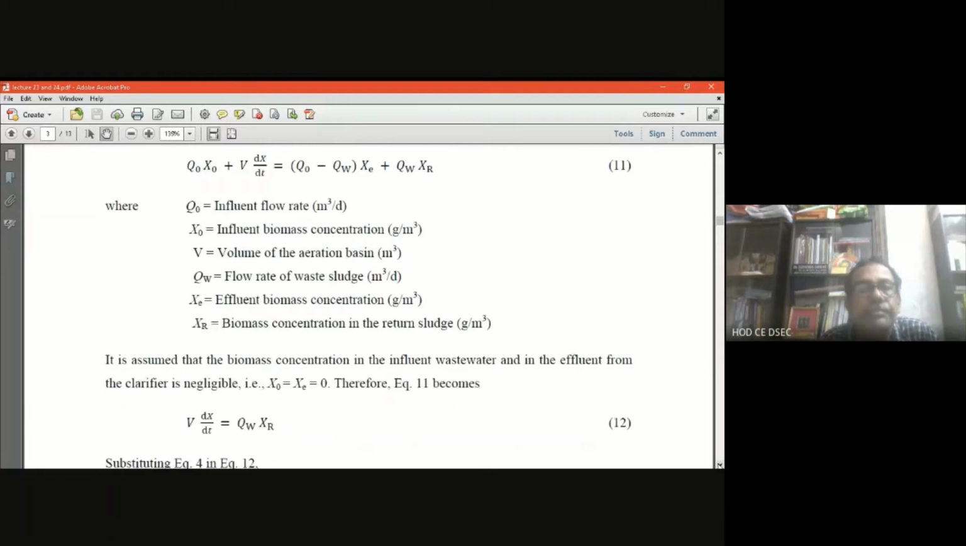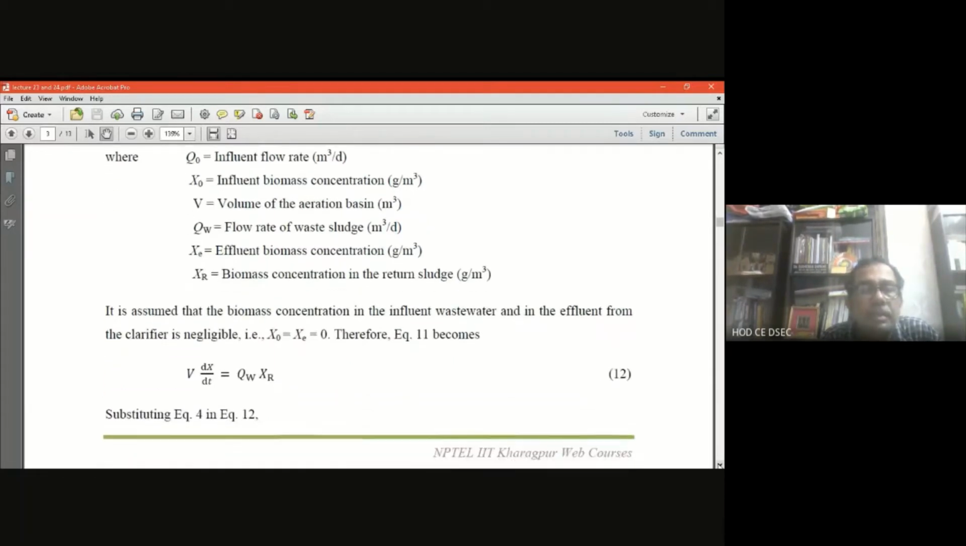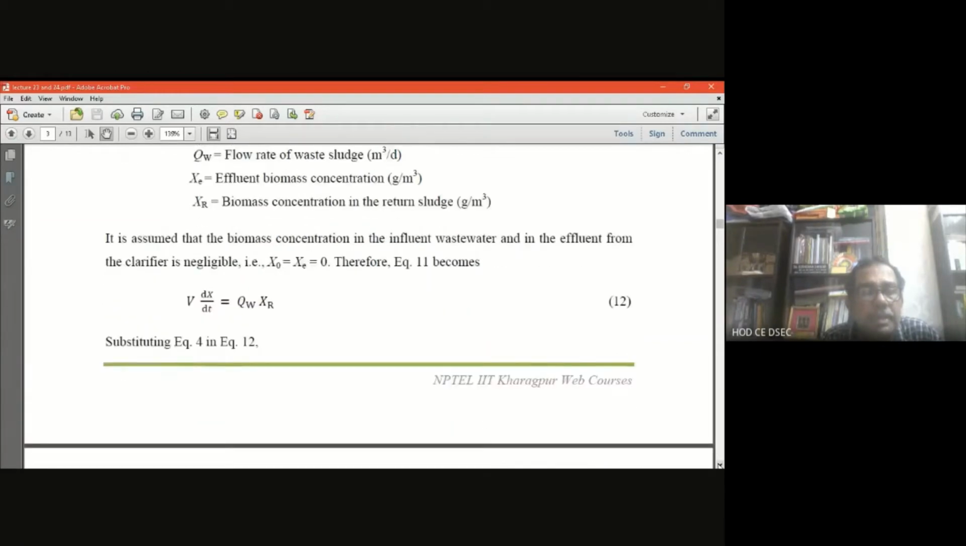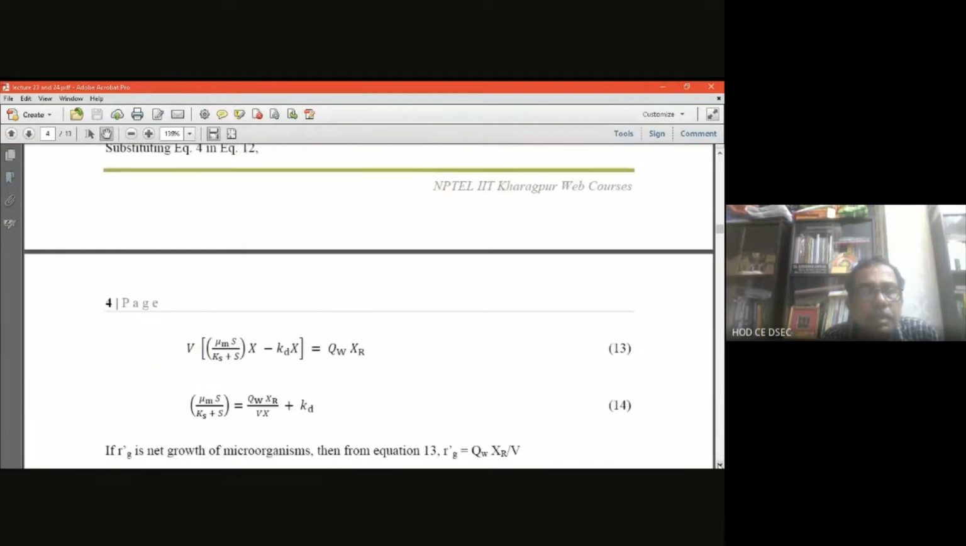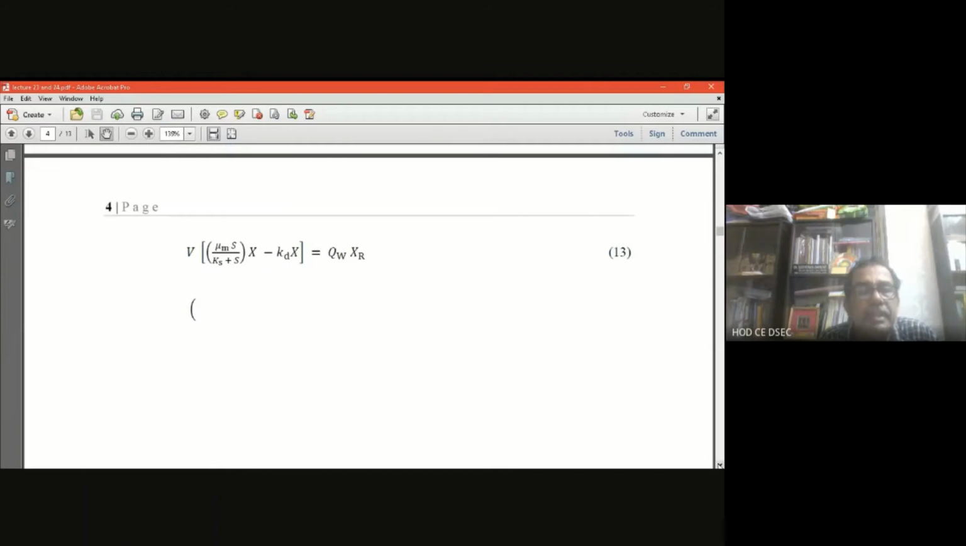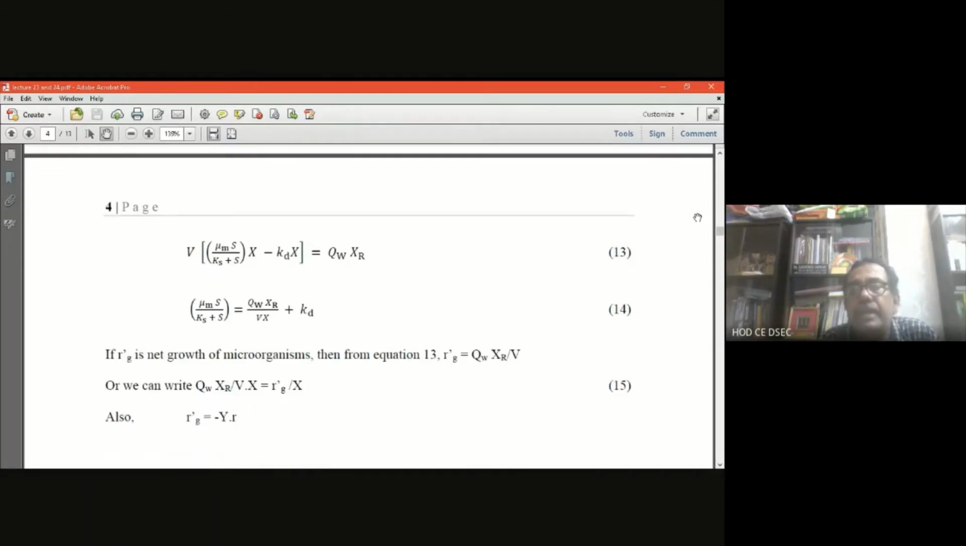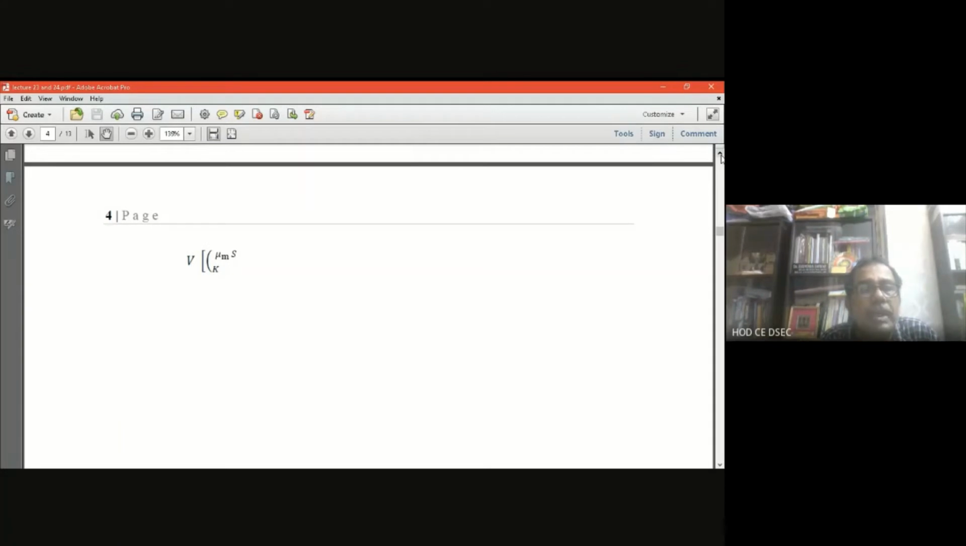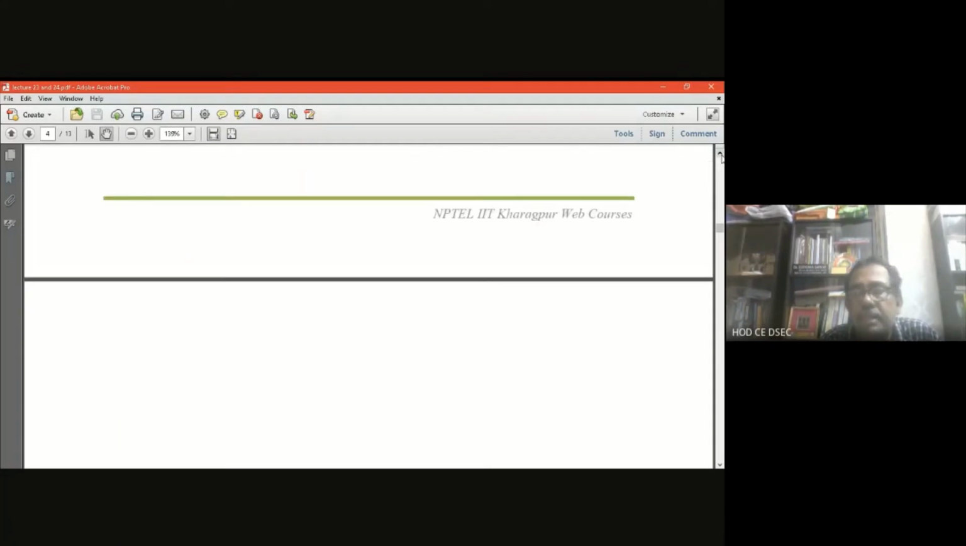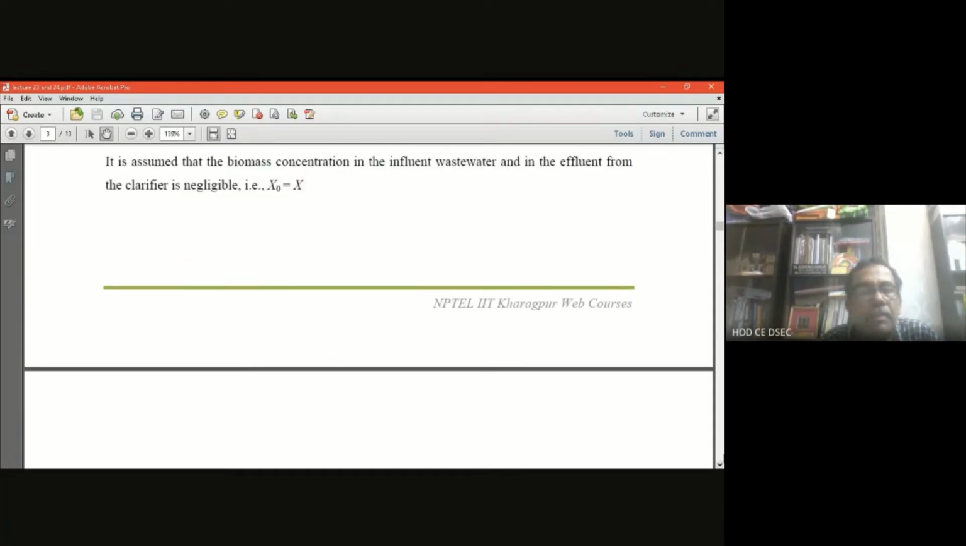Fine. So what will we get? Now V dX/dt equals QwXr. This is a very important relation. Now dX/dt, as I have told you, is a very significant term I have used. dX/dt means the rate of change of biomass.